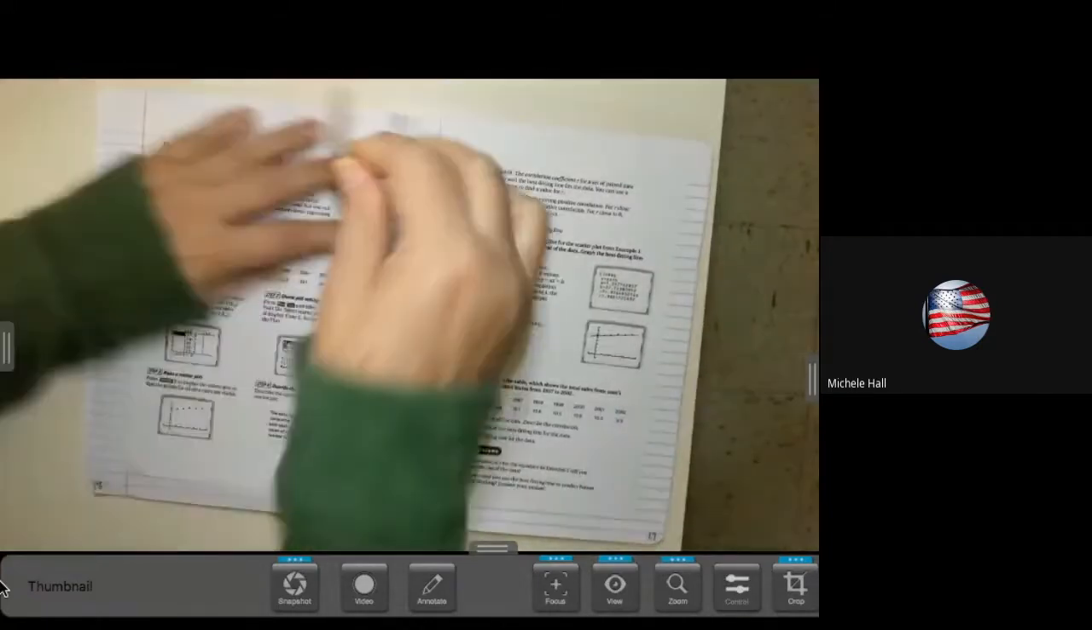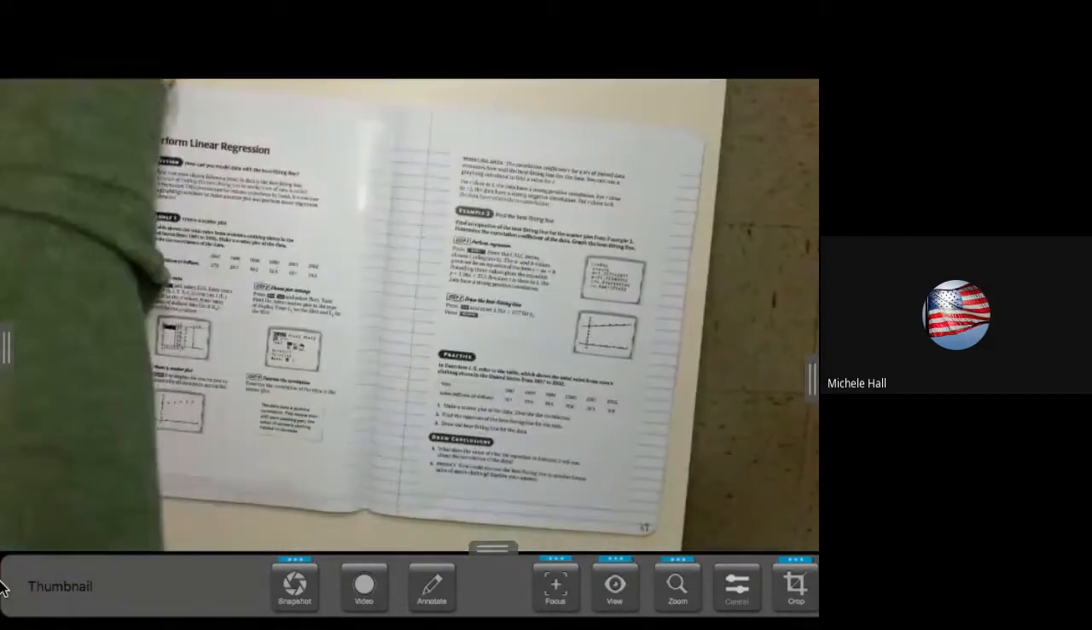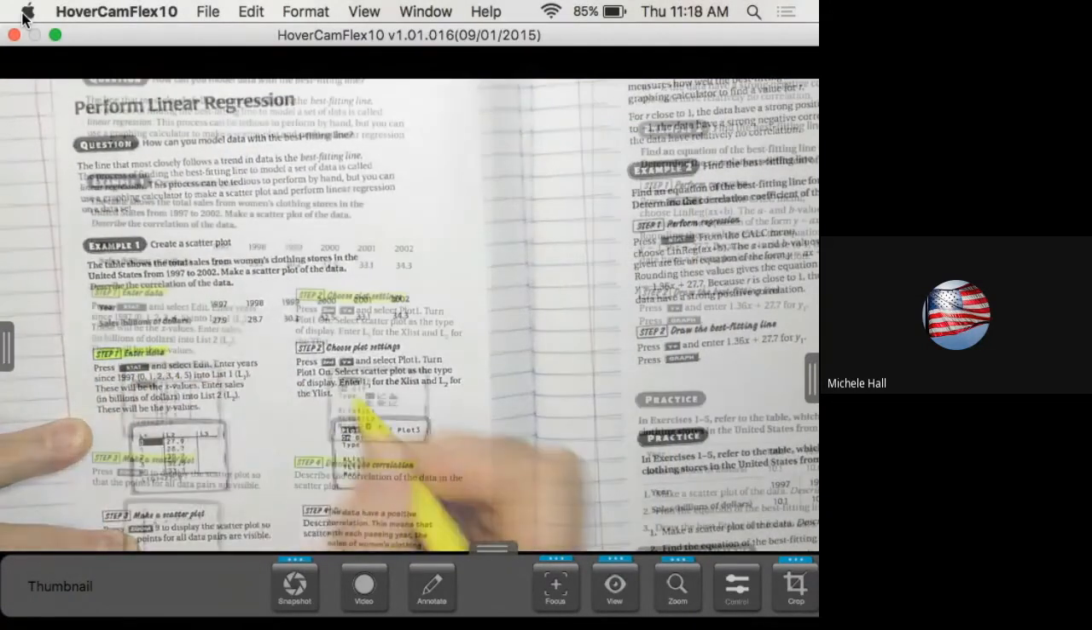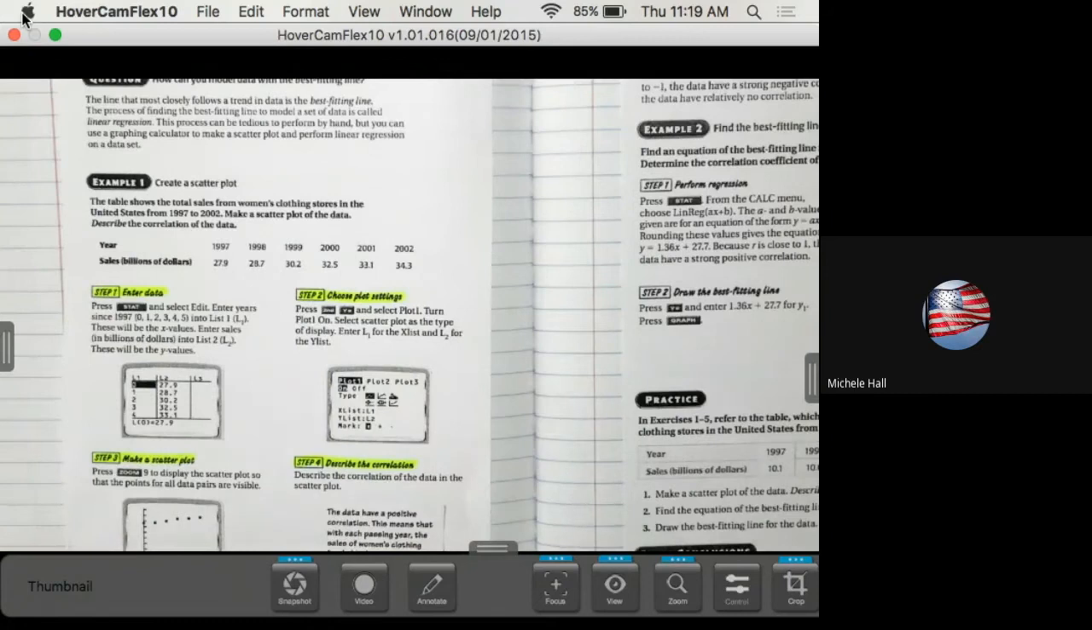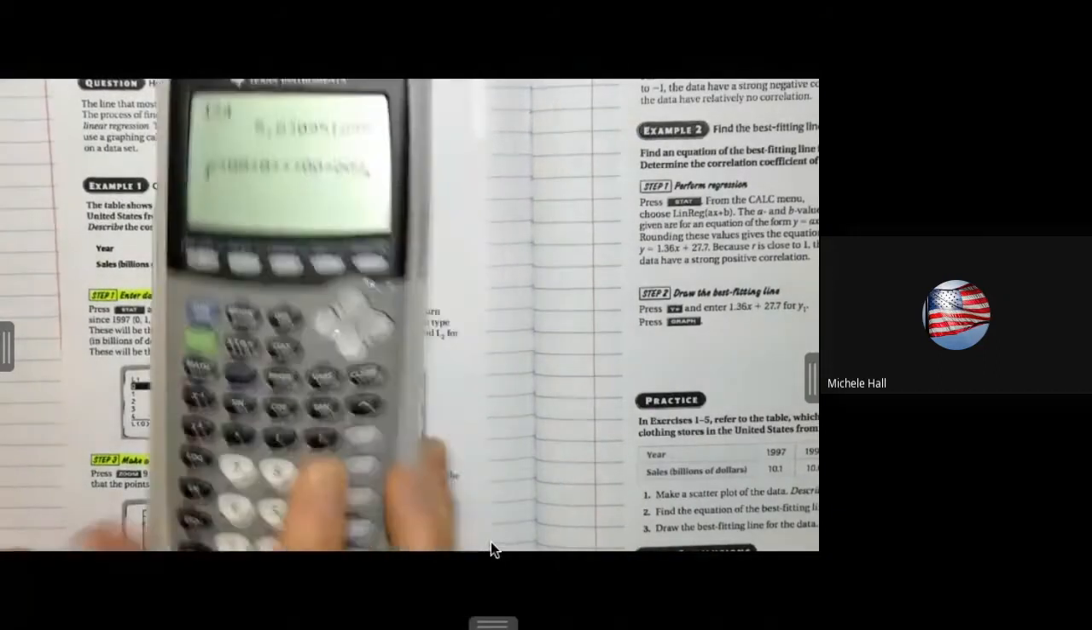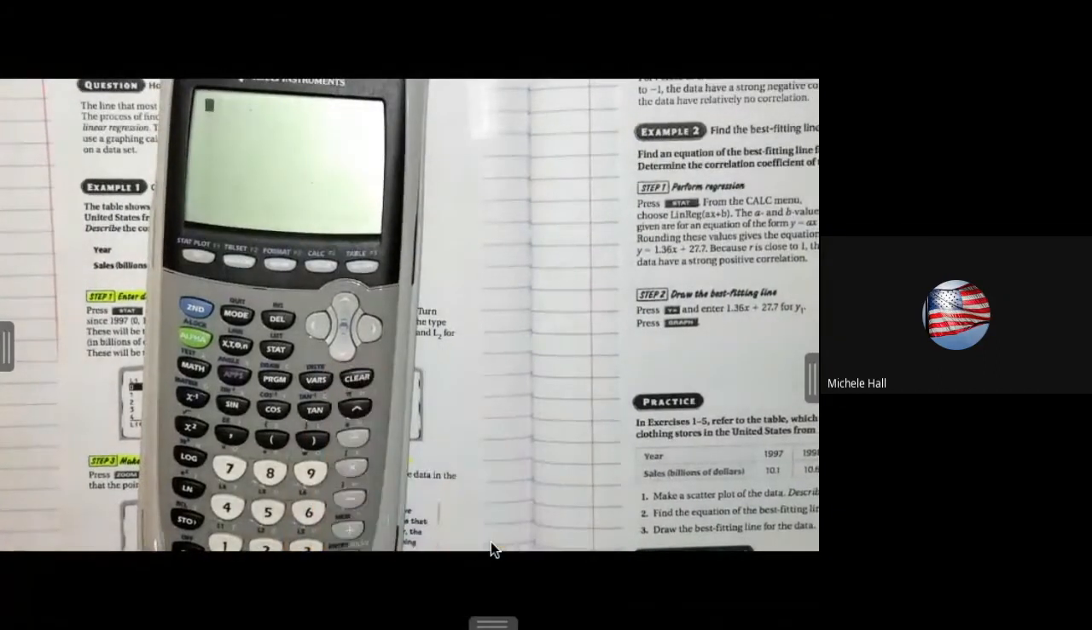Performing linear regressions. I love linear regressions. So we're going to turn our calculators on. And the first thing we're going to do is clear the memory of anything that's in here. You know how to clear memory on a calculator?